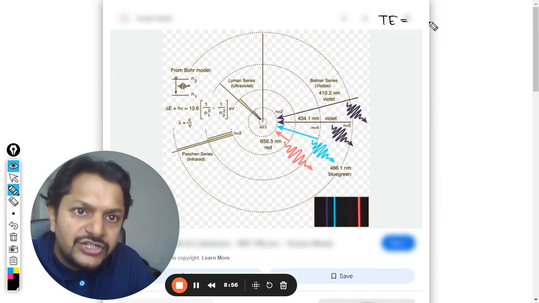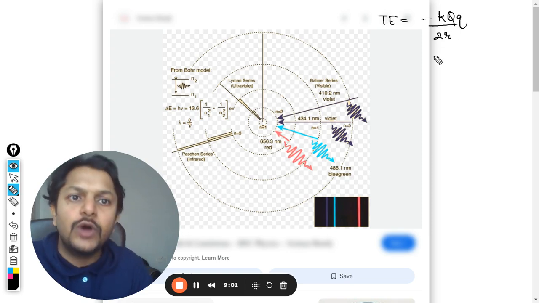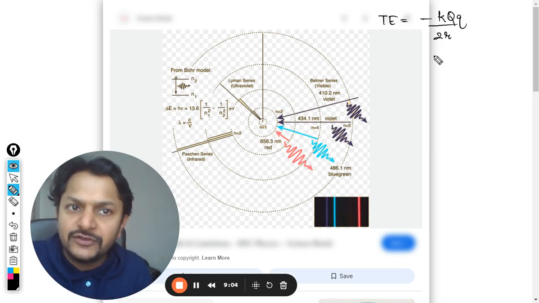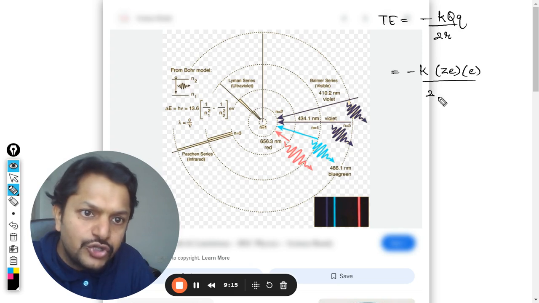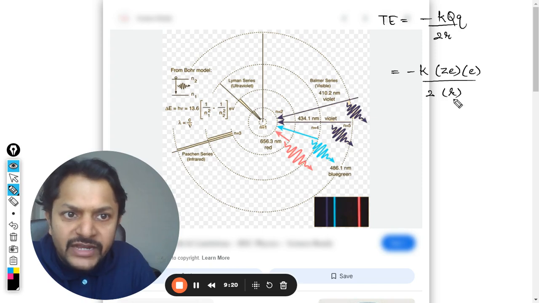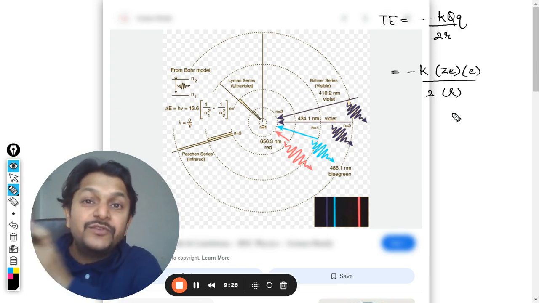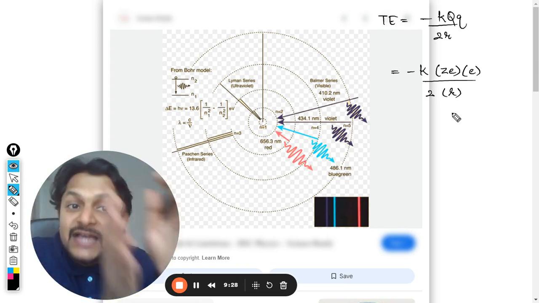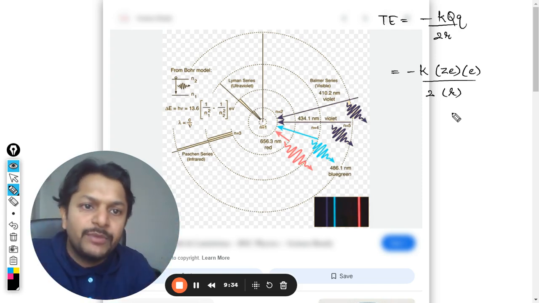So total energy can be written as negative kqq divided by 2r, and I want to now plug in the values and find the expression. So k is kept like this, q is ze, and the charge on the electron is e, then it is 2, and then there is radius r. So now I'm plugging in the value of the radius r, the very weird expression for the radius, which was there in the last video. You plug that value here, completely the same value.